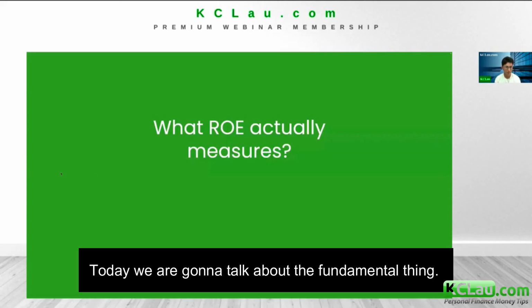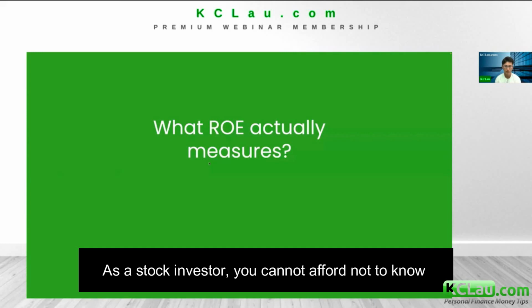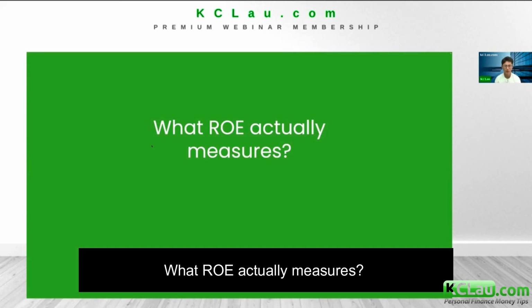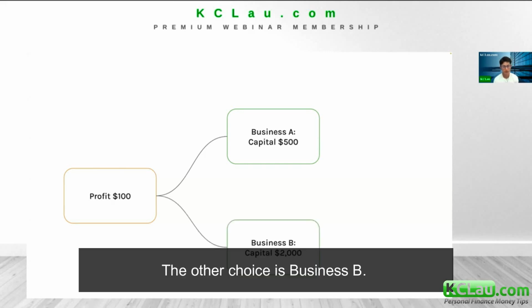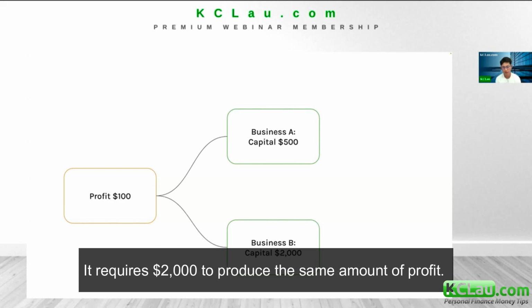Today we are going to talk about the fundamental thing. As a stock investor, you cannot afford not to know what ROE actually measures. You can put in a capital of $500 and it will generate profit of $100 for you. So the other choice is business B. It requires $2,000 to produce the same amount of profit.